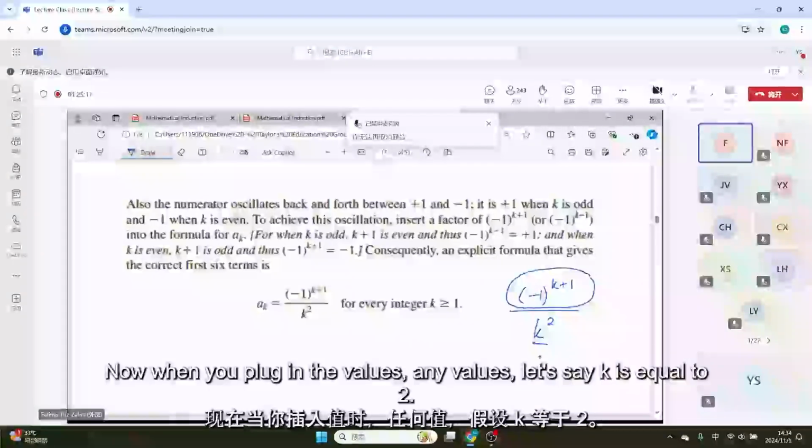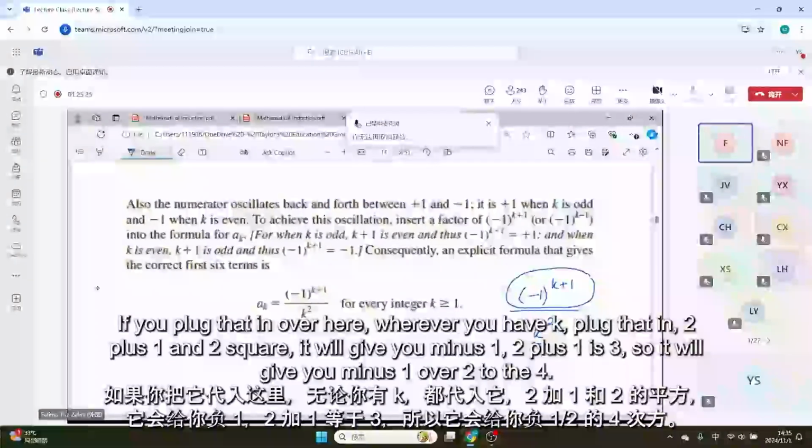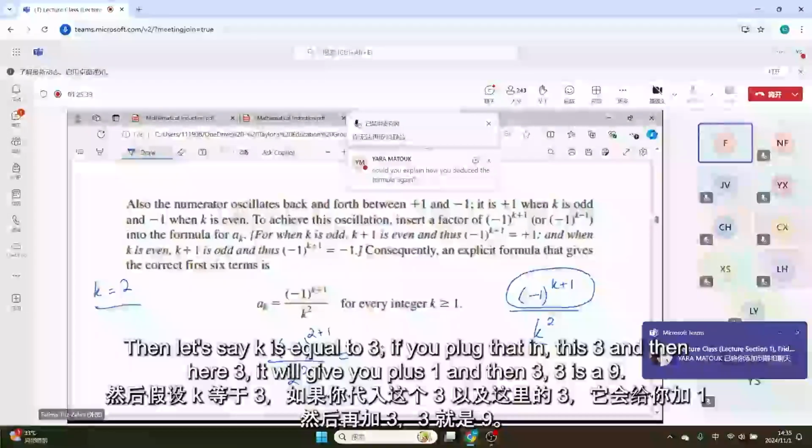Now when you plug in the values, any values, let's say k is equal to 2, wherever you have k, plug that in: 2 plus 1 and 2 squared. It will give you -1. 2 plus 1 is 3, so it will give you -1 over 2 to the 4.